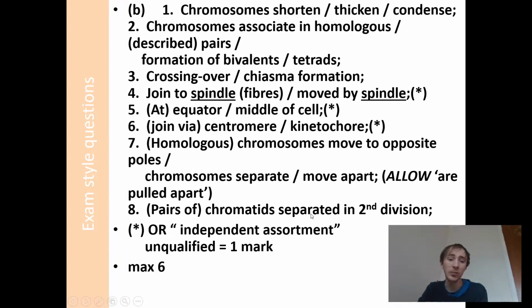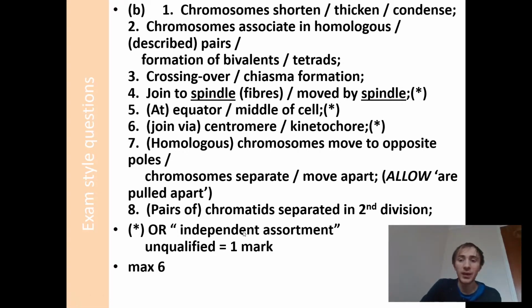Now there's 8 possible marks there, and for 4, 5 and 6, if you just use the word independent assortment, you can get a mark for that if you didn't get any of 4, 5 or 6. Fine.